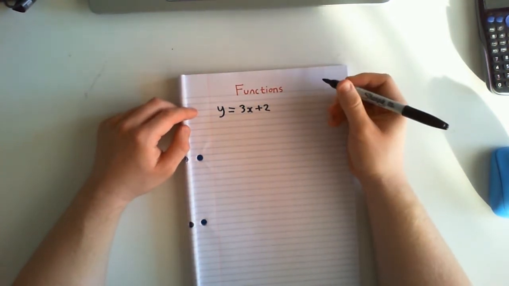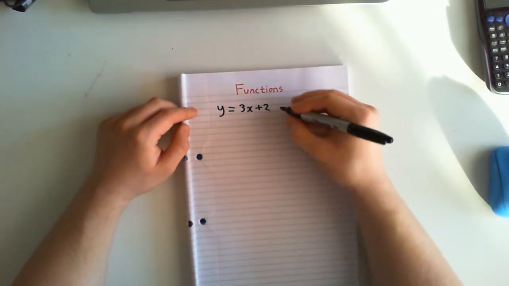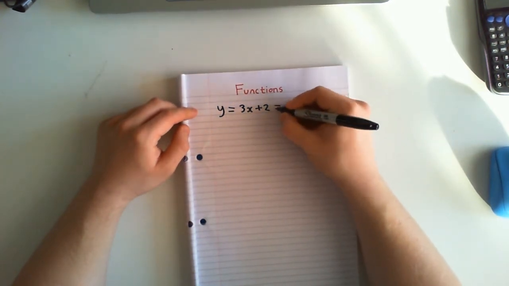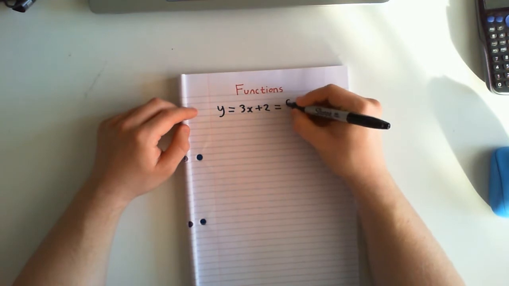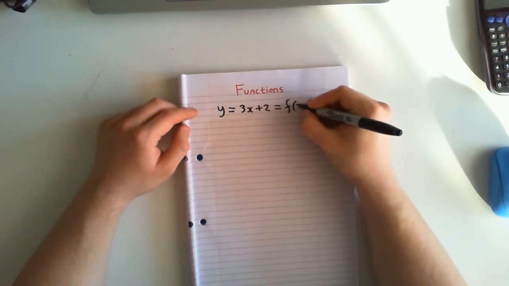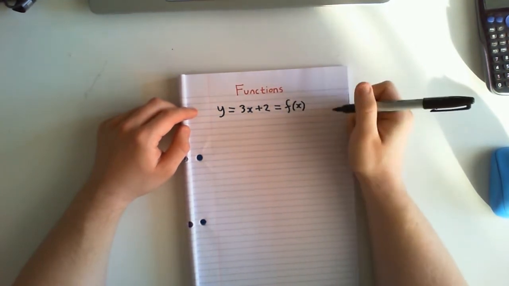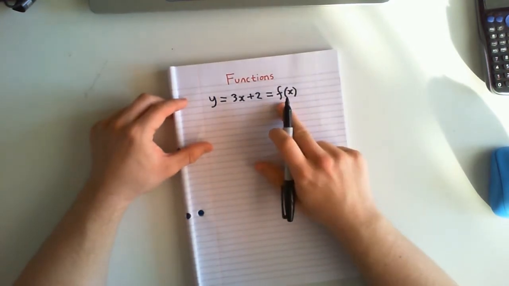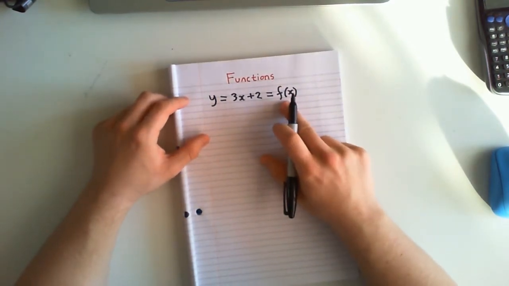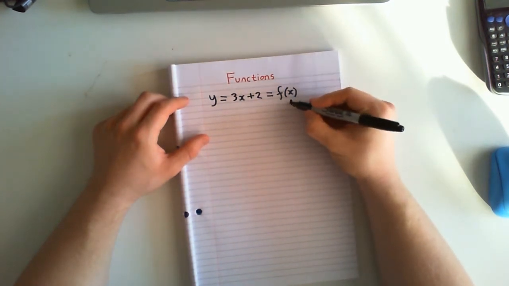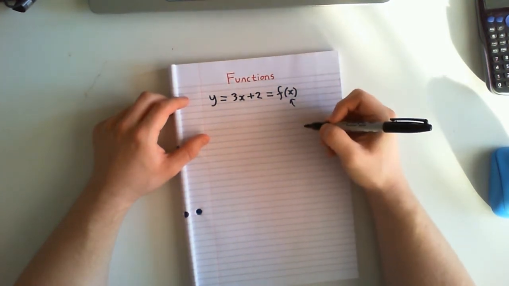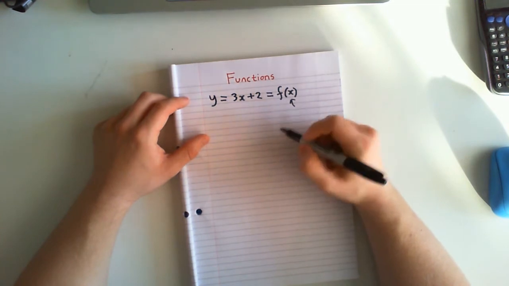Now most of you'll know that's a function. So we could say y then is equal to that, which is equal to f of x, where this f, this function, which is equal to y, is dependent on the independent variable, which is x. So this depends on this.